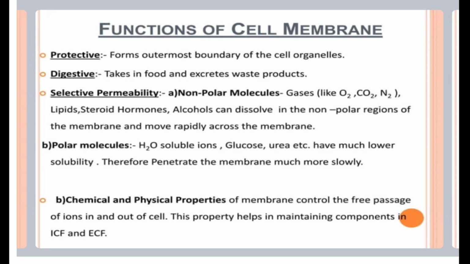Just because it is a selectively permeable membrane, it will allow only the non-polar molecules to come inside the cell, from outside to inside. And the next is polar molecules such as water soluble ions, glucose, urea. They have much lower solubility and therefore will not penetrate the membrane, and that is why they will always stay outside the membrane. The membrane will not allow the polar molecules, only the non-polar molecules to come inside the cell.